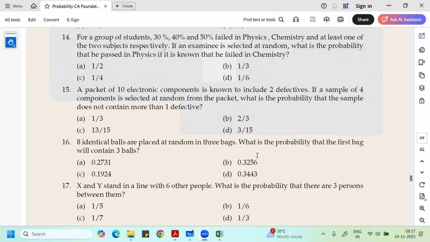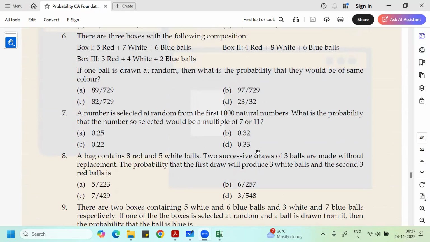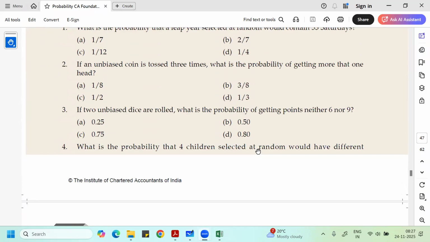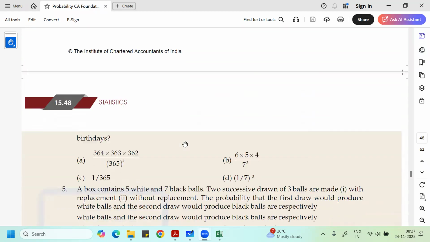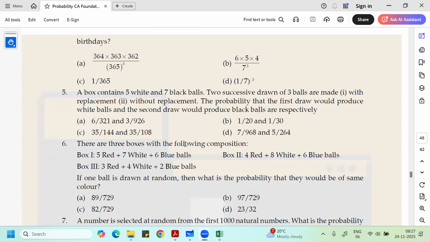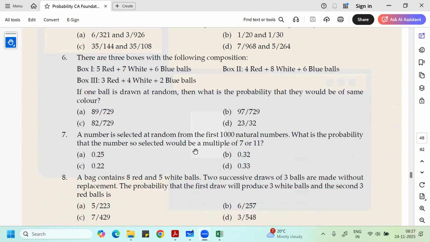So far we have done 15 questions. If I talk about question number one, we had the answer 2 by 7. Question number two, the probability is 1 by 2. Question number three, the answer is 27 by 36.75. Question number four, the answer is option A. Question number five, option D. Question number six, option A. Question number seven is 0.22.